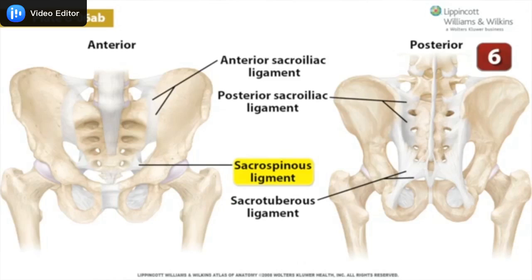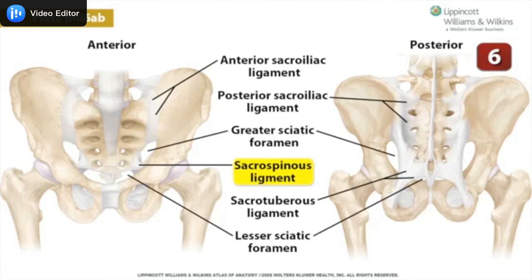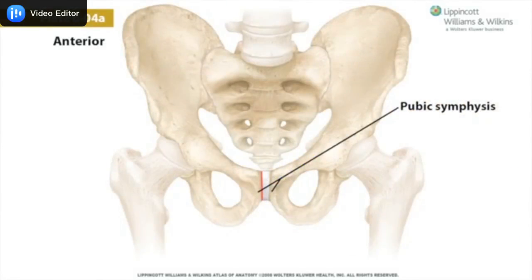You may recall from the solid anatomy lecture on the pelvic wall that these ligaments, with the greater and lesser sciatic notches on the hip bones, form the greater and lesser sciatic foramina. The pubic symphysis is the secondary fibrocartilaginous joint between the symphysial surfaces of the bodies of the left and right pubis.